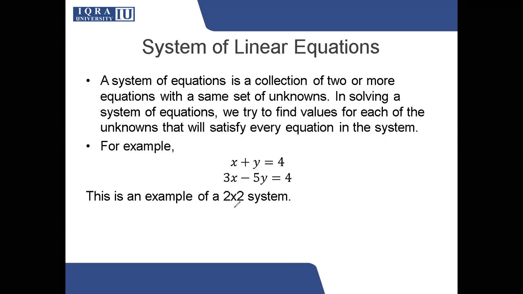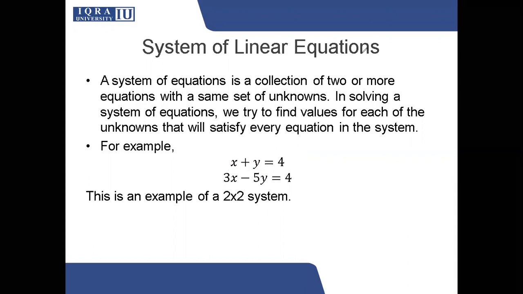And this is an example of a 2x2 system. What does it mean by a 2x2 system? It means that there are two equations, and both of these equations have two variables. So you can ultimately guess that a 3x3 system will have three equations, and all of those three equations will have three variables in them. But we'll take a look at them at the later end of this course.